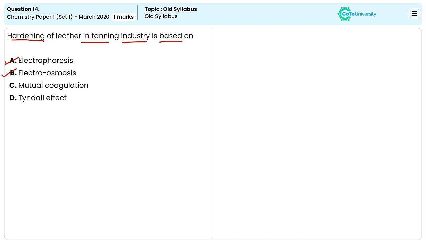And the second option is electroosmosis. This is the movement of liquid through a porous material or a capillary tube induced by an applied electric field due to the migration of ions in the liquid.